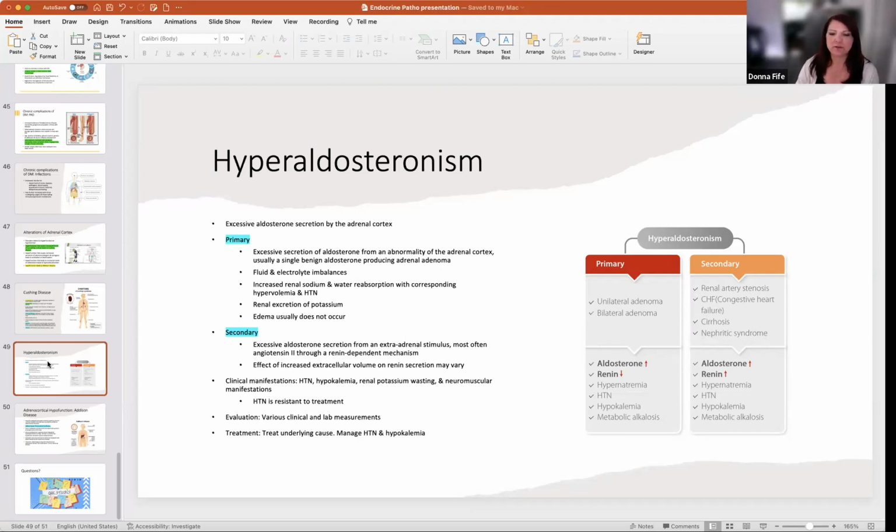Evaluation involves various clinical and lab measurements to look at. Treatment: you're going to want to treat the underlying cause and manage the hypertension and the hypokalemia. And here's just some differences between the primary and secondary.